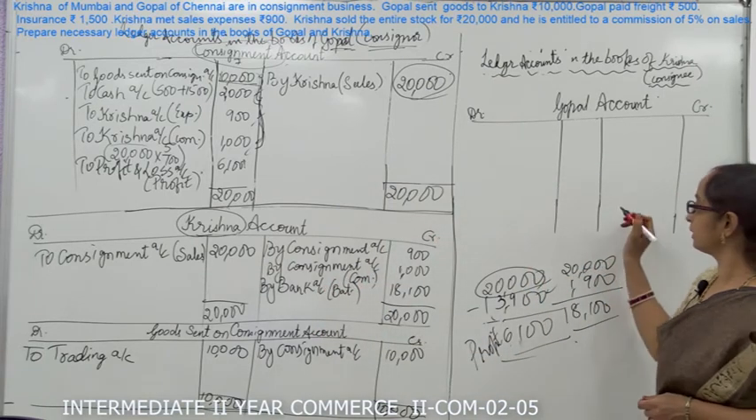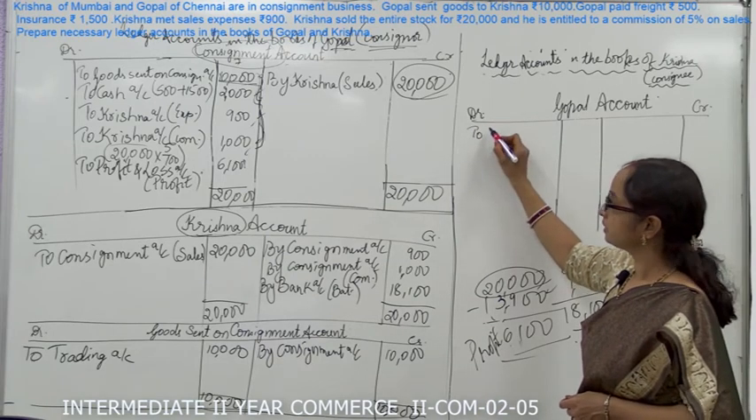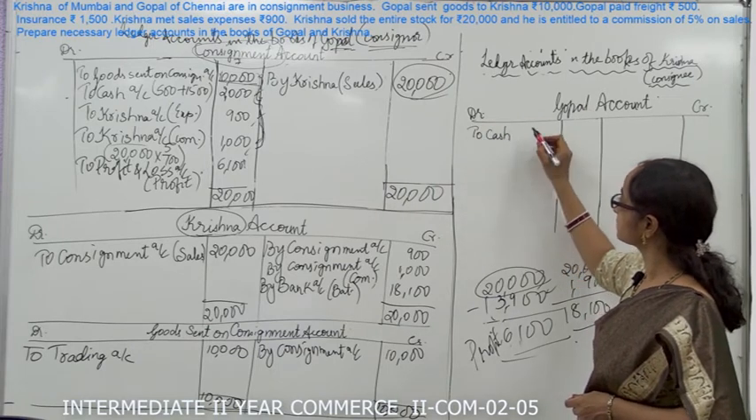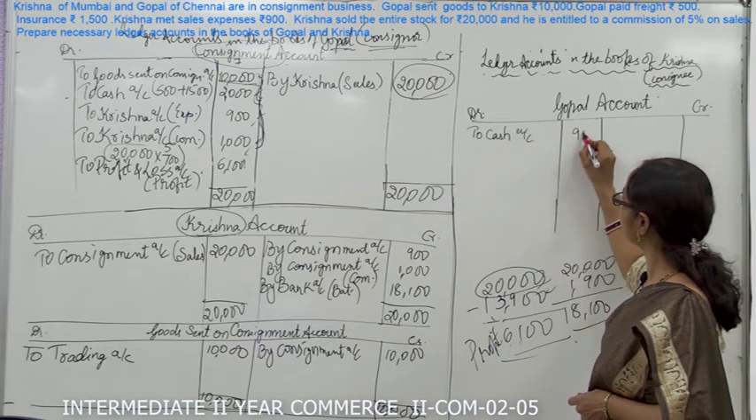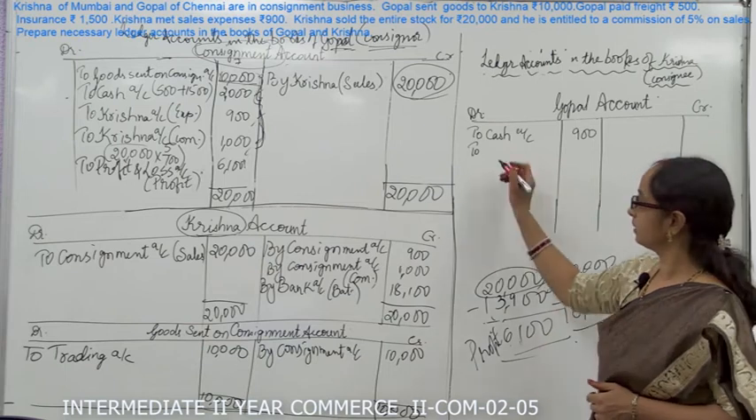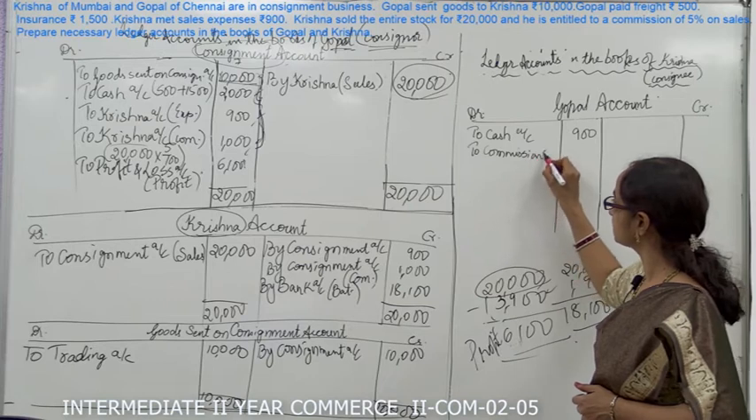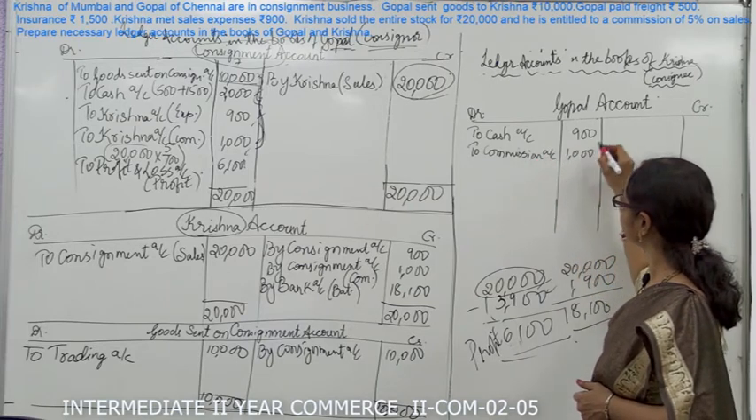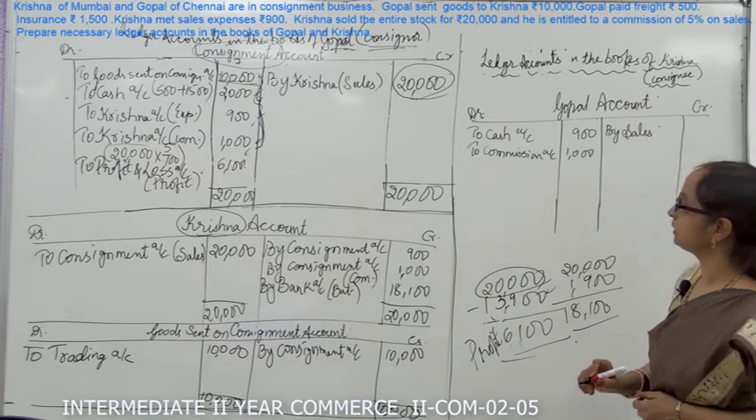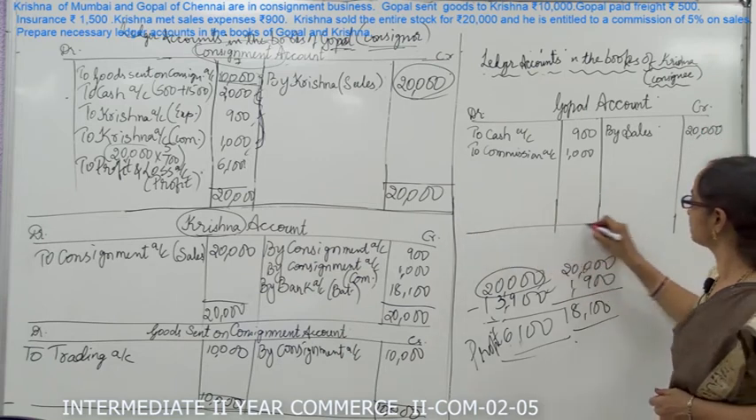Okay, so what are the expenses met by Krishna? In the problem, Krishna met sales expenses of 900, and what is the commission due? The commission that he is supposed to receive is 1,000 rupees. And what is the sales he has made? Sales amount to 20,000. Okay.